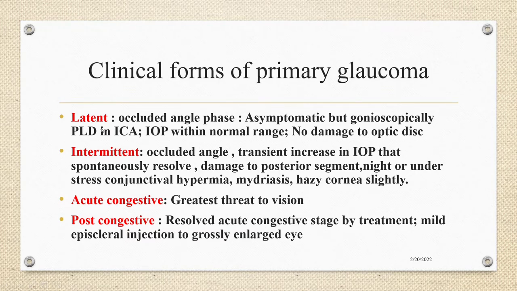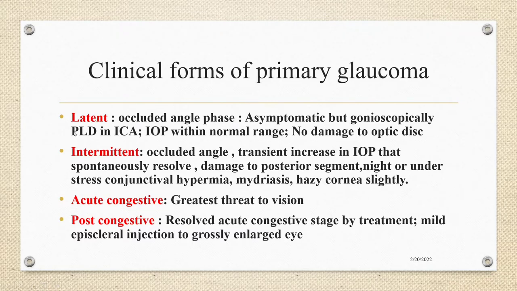So as time goes on, it will be converted into the intermittent form. Here also the angle is occluded. And because of that, we will see a transient increase in IOP that may be resolved spontaneously, and we can see damage to the posterior segment. The chief complaint from the owner is that the dog is having some disturbance in night vision, and whenever there is stress, the owner will notice conjunctival hyperemia, mydriasis and a hazy cornea.